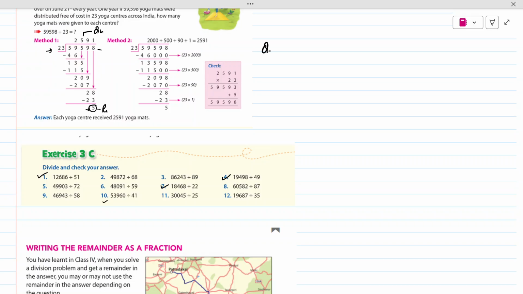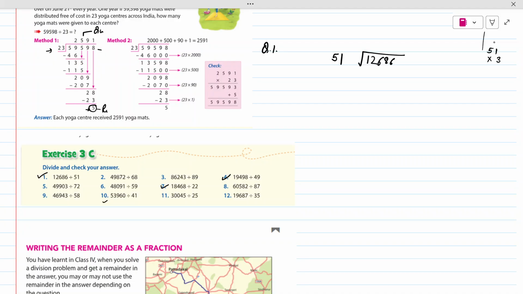So question number 1 is divide 12,686 by 51. So kids, this one is the divisor, this is the dividend. Okay, let me erase this. You can use this as the rough area for your calculations. So let us try to multiply 51 with 3. If I multiply 3 by 5, it will give me 15, which will be out of range for 126.